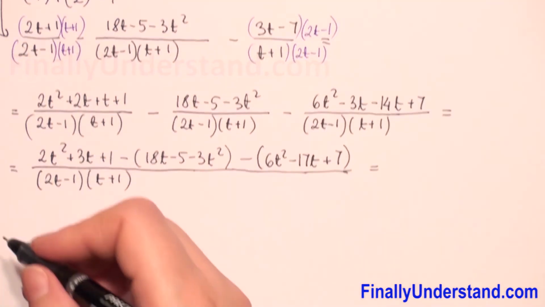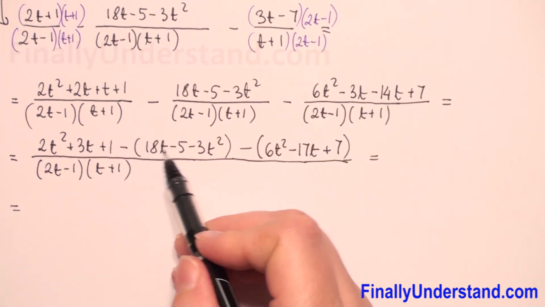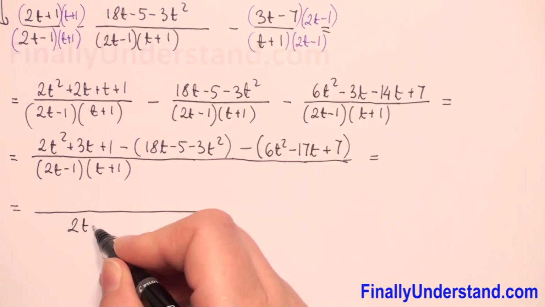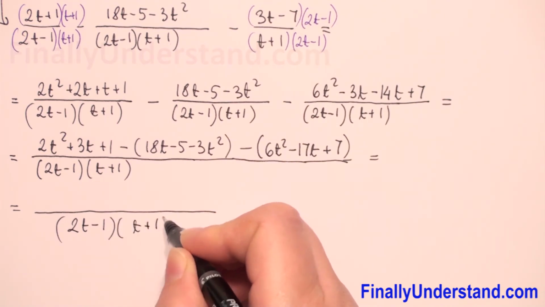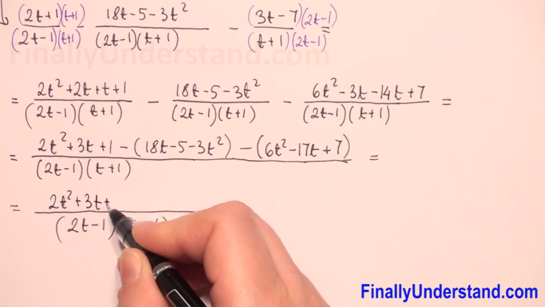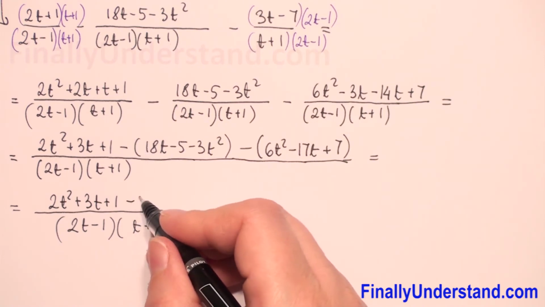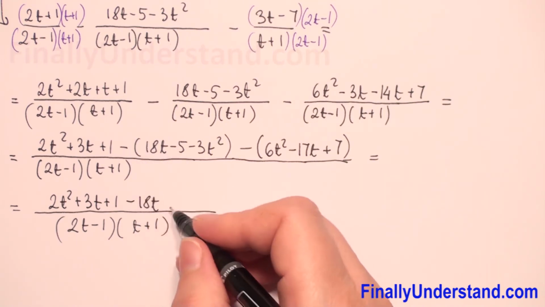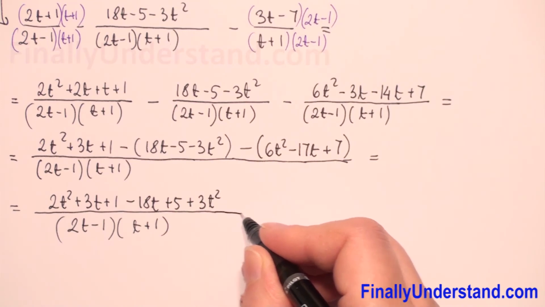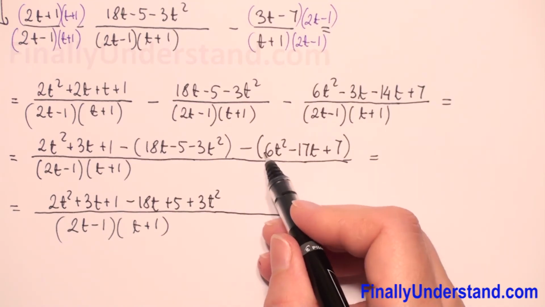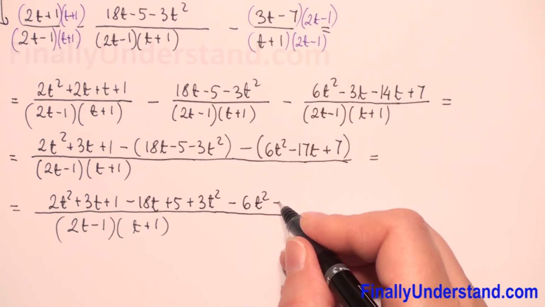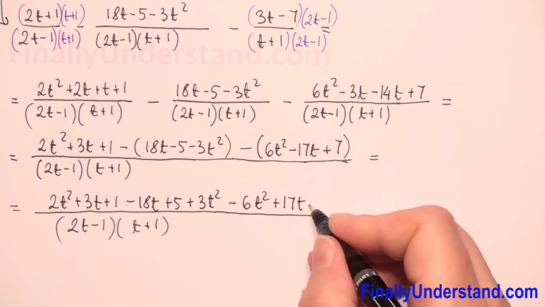So this is equal. Now we will take down these parentheses and we have to change the sign inside the parentheses. So in the denominator 2t minus 1 times t plus 1, and at the beginning we have to copy. Now we have to change the sign: 18t was negative, so it will be positive now, and negative 5 will be positive, and negative 3t squared will be positive 3t squared. And the same we have to do here, we have to change the sign. Here we have positive, so it will be now negative 6t squared, negative, so it will be positive 17t, and positive 7, so it will be negative 7.